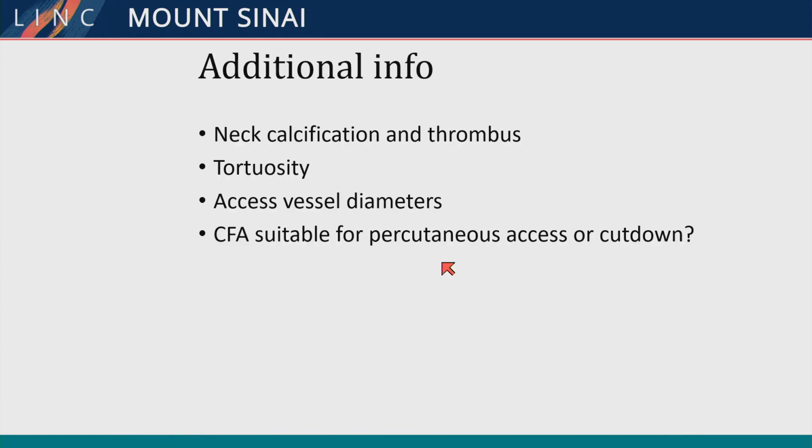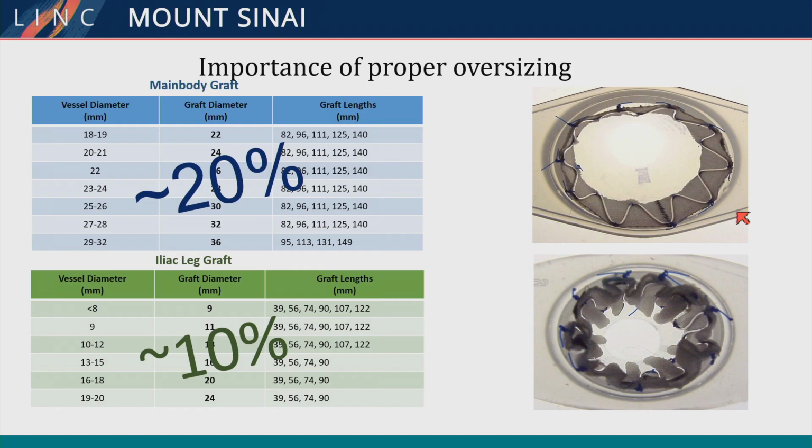And so those lengths can then be determined. Other information that's very, very important: neck calcification and thrombus, degrees of tortuosity, as well as angulation. Access vessel diameters are very, very important, especially when it comes to device selection, and the use of adjuncts such as conduits, etc. Looking at the common femoral artery, determining if it's suitable for percutaneous access or cut down.